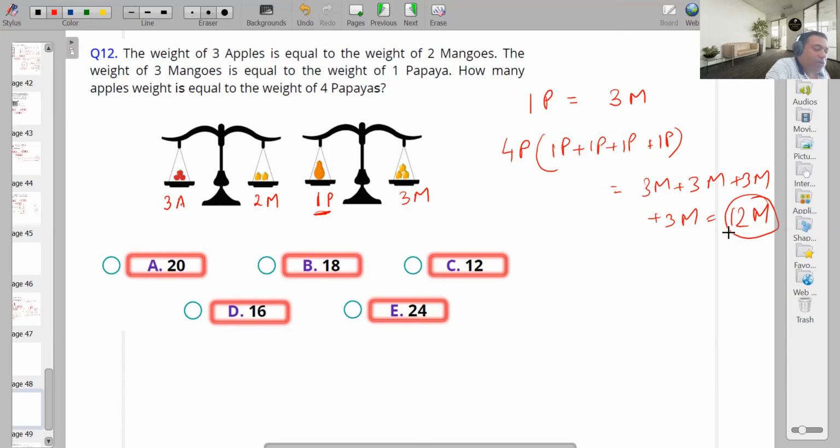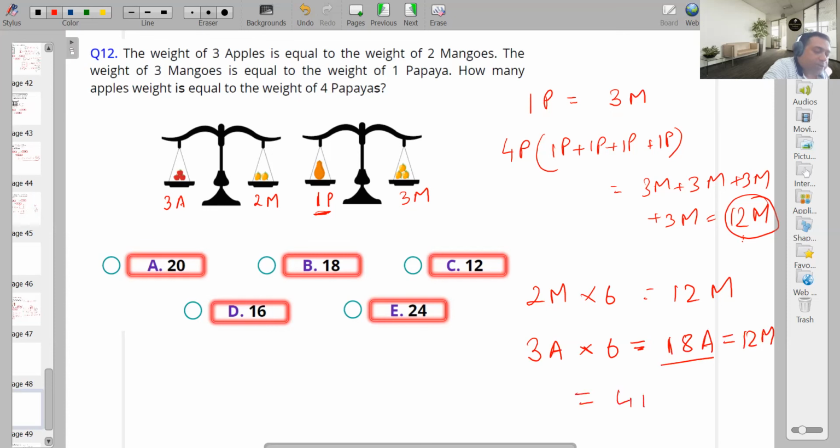Okay. Now 12 mangoes is the same as saying 2 mangoes times 6 is equal to 12 mangoes, right? Okay. So here for every 2 mangoes, we have 3 apples. So if we do 3 apples times 6, we get 18 apples. So 18 apples will also be equal to 12 mangoes, which will be equal to 4 papayas. So we see here that 4 papayas will be equal to 18 apples.